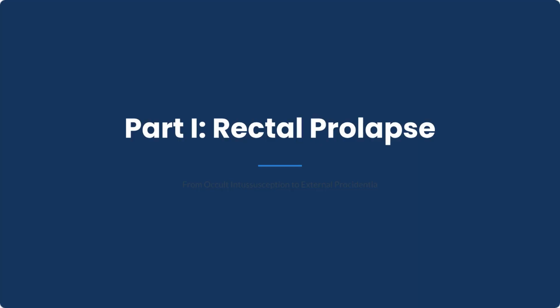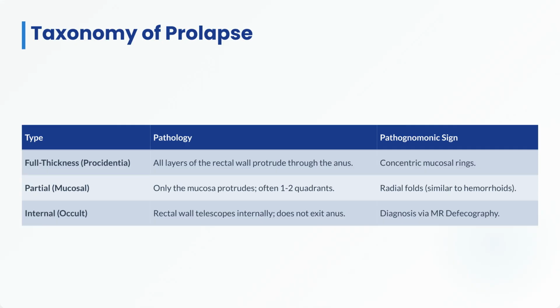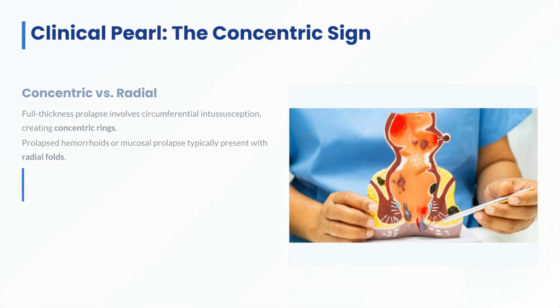Part 1 focuses on rectal prolapse, covering everything from occult intussusception to external procedentia. Rectal prolapse is classified as full thickness or procedentia, partial or mucosal, and internal or occult. Full thickness shows concentric mucosal rings. Internal is diagnosed via MR defecography. The concentric sign distinguishes full thickness prolapse with its concentric rings from mucosal prolapse or hemorrhoids with radial folds.